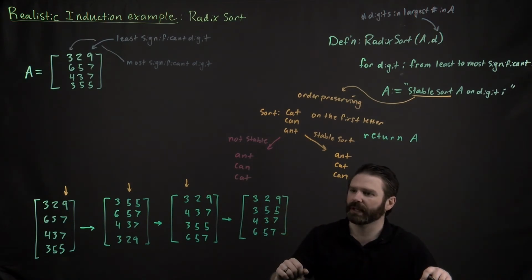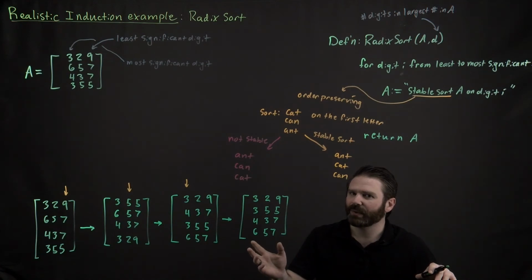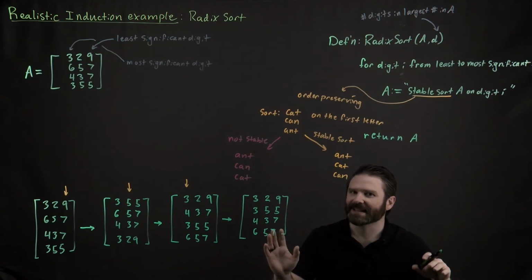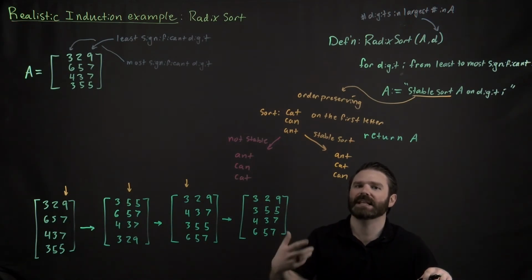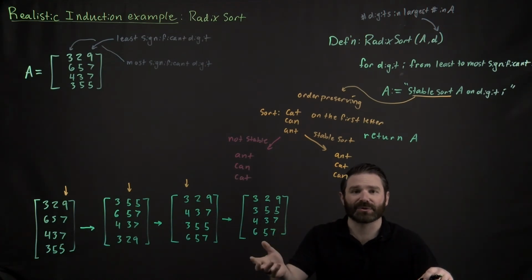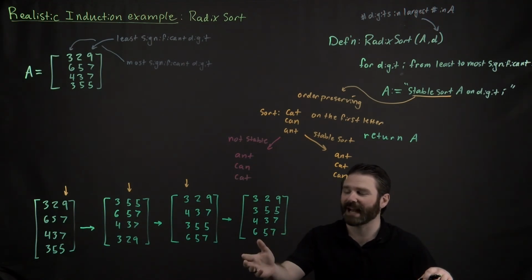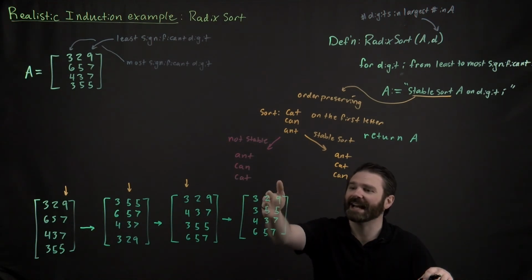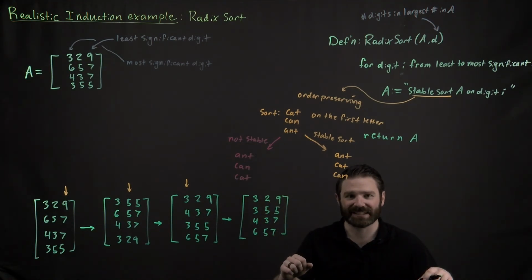Another really cool thing about the radix sort algorithm is, notice nowhere in here did we actually compare the size of any two of these numbers. All we did was look at digits. So radix sort is an example of what's called a non-comparative sort, because nowhere did we actually have to compare the size of two different numbers. We were just looking at individual digits.